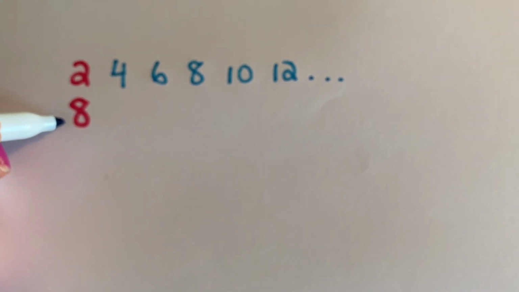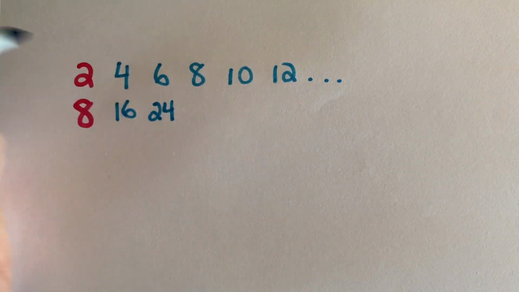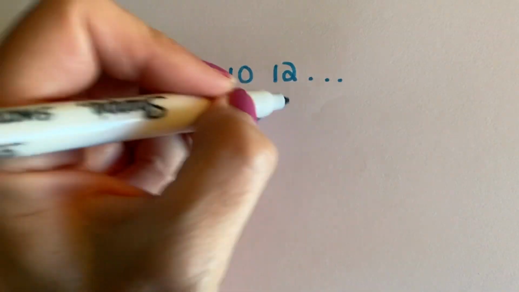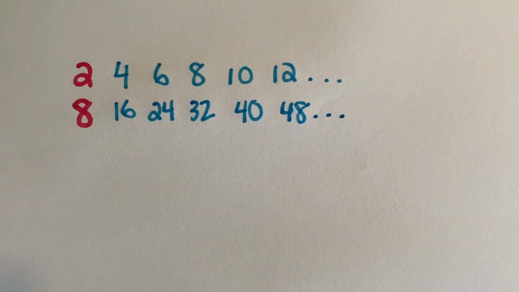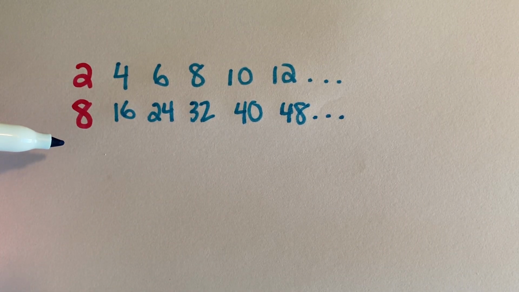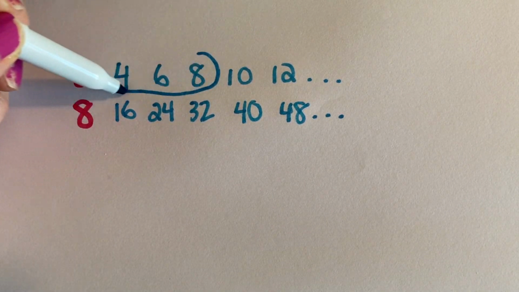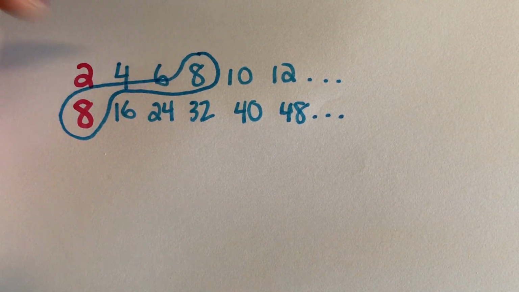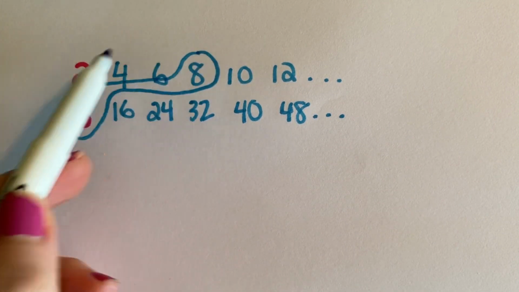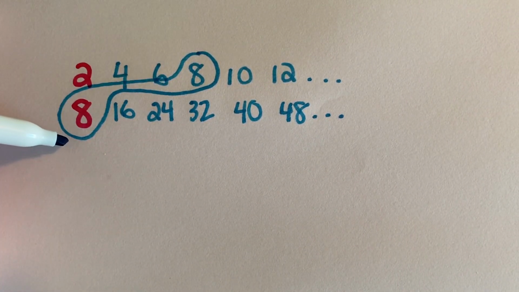Let's do the 8. 8 times 1 is 8. 8 times 2 is 16. 8 times 3 is 24. 8 times 4 is 32. 8 times 5 is 40. And 8 times 6 is 48. All right, do we see anything in common in the 2 rows? I see it. It's going to be this 8. Even though this guy starts with 8, since 2 can grow up to an 8 with multiplying by 4, we can use 8 as our common denominator.